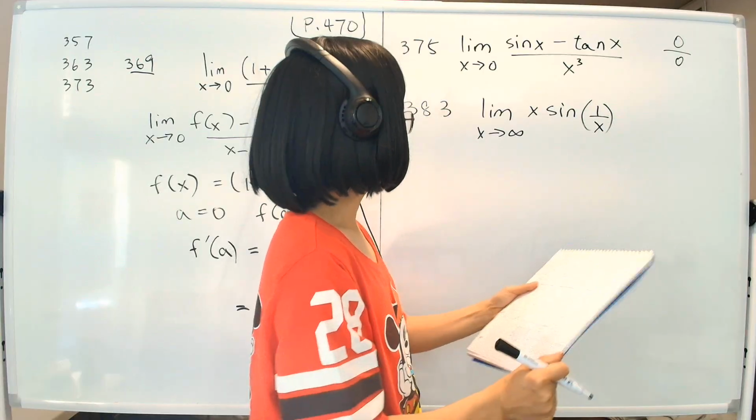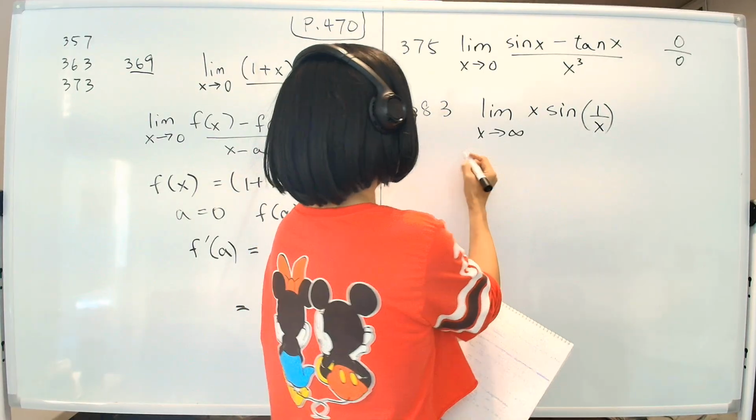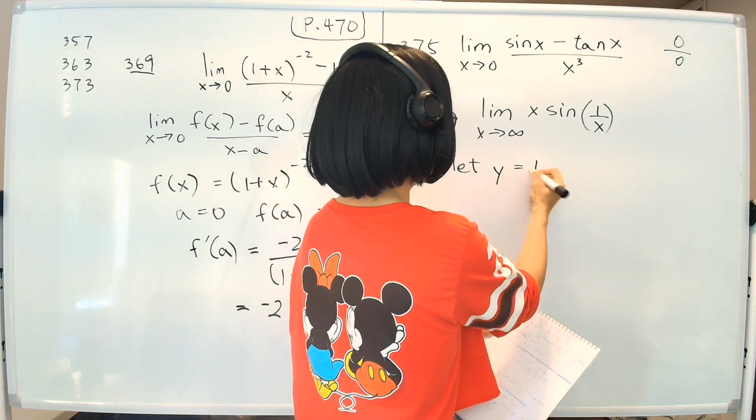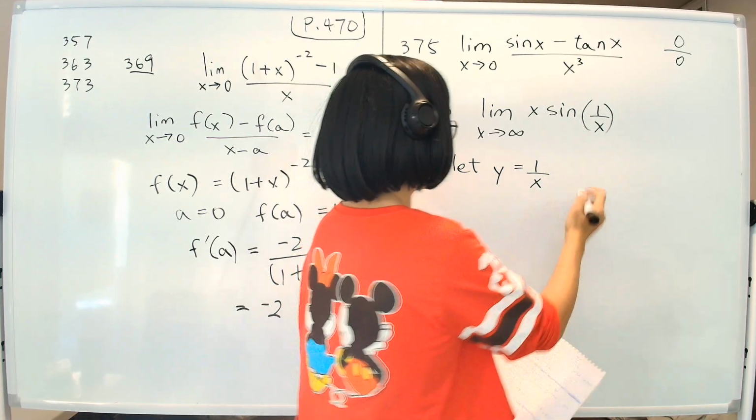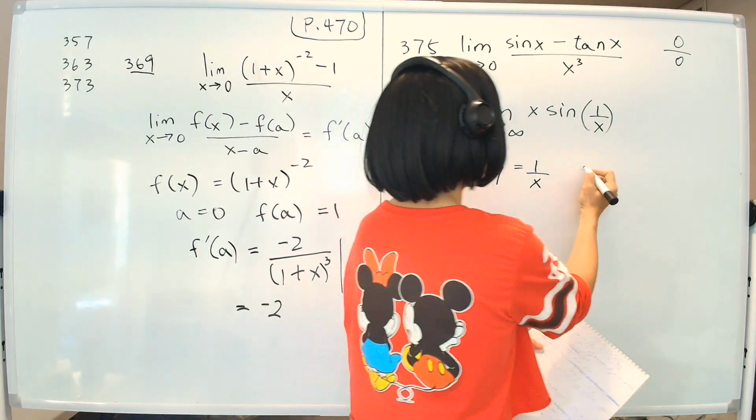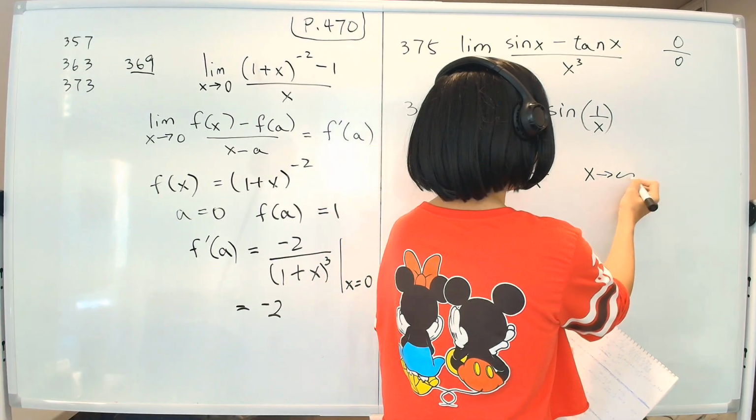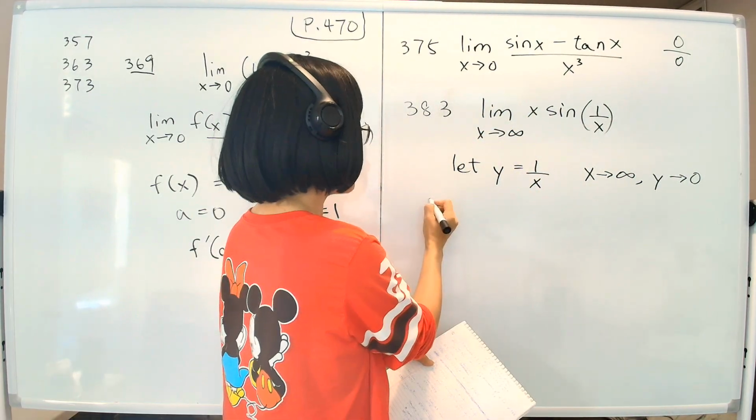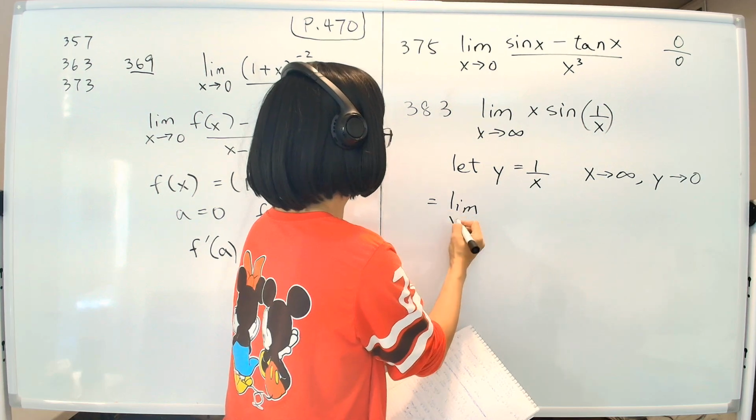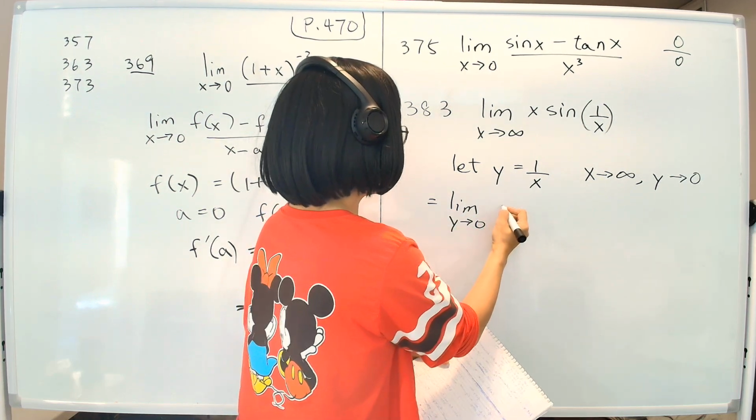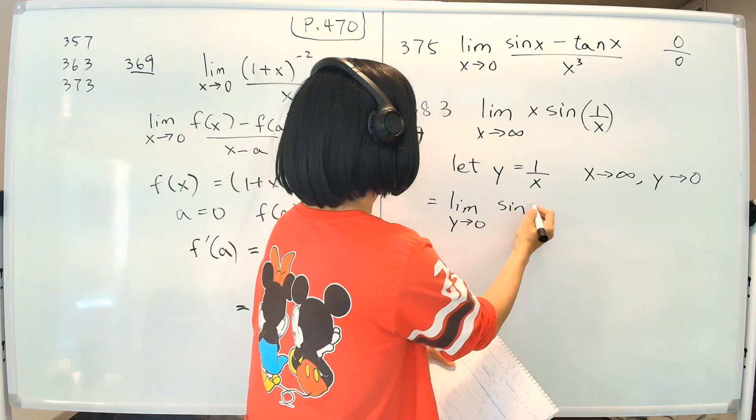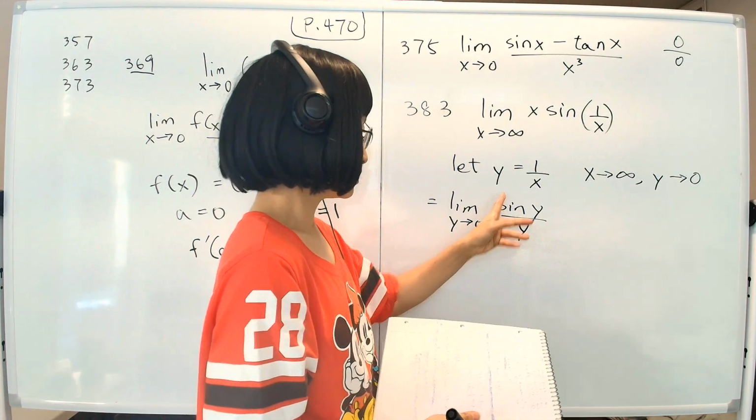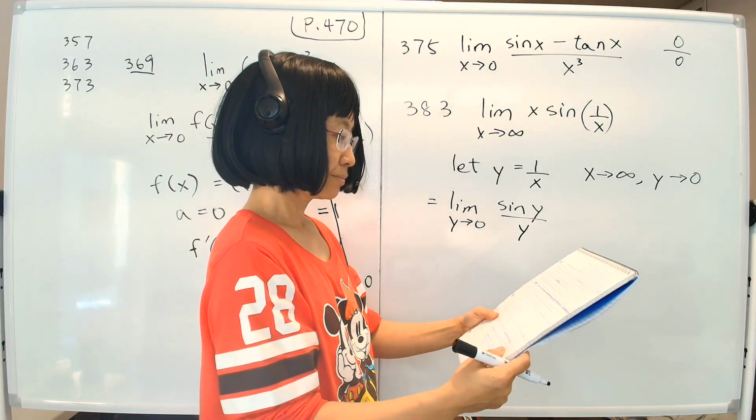So there's a trick to this, and the trick is let y equal 1 over x. Then as x goes to infinity, y goes to 0. So this limit is the same as the limit of y approaching 0 of sine of y over y. Now we already know what this is. This equals 1.